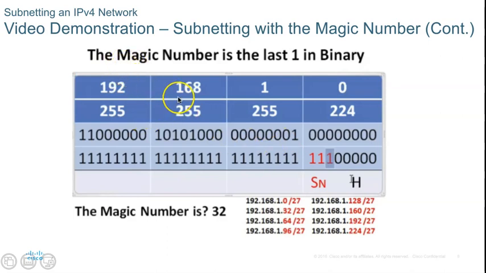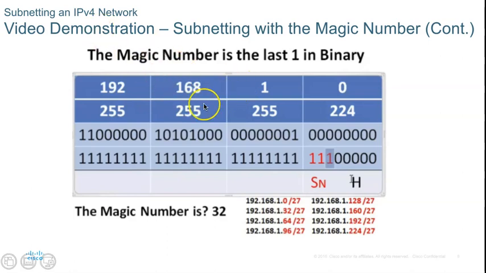One thing that a lot of people do when you need to find all the networks is they say you need to find a magic number. The magic number is something they created to simplify this process, which is not usually simple.